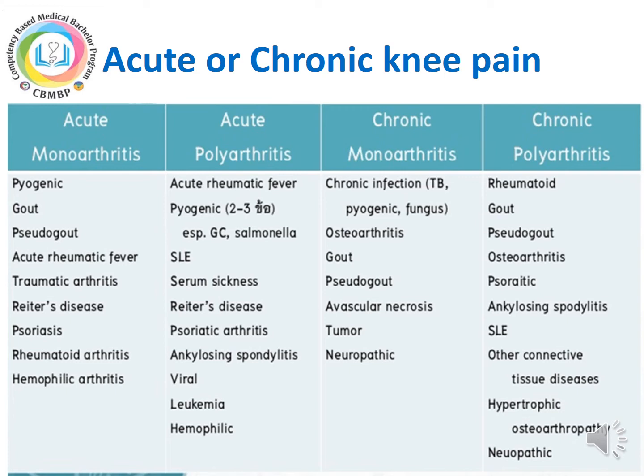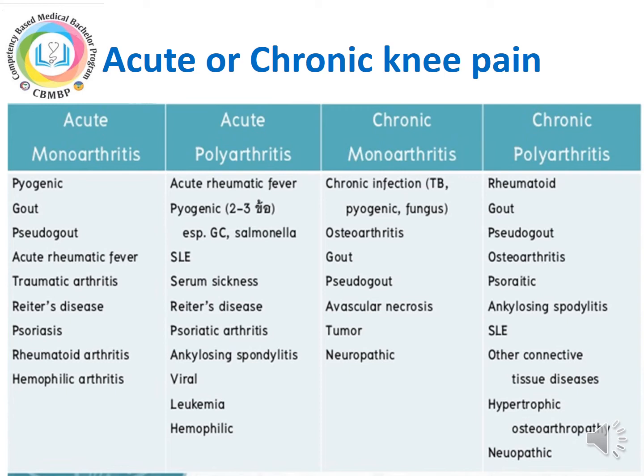Acute monoarthritis: examples for this type of knee pain are pyogenic arthritis, gout, pseudogout, acute rheumatic fever, trauma, Reiter's, psoriasis, rheumatoid arthritis, and hemophilic arthritis. Acute polyarthritis includes acute rheumatic fever, pyogenic, SLE, serum sickness, Reiter's, psoriatic, ankylosing, viral, and leukemia.